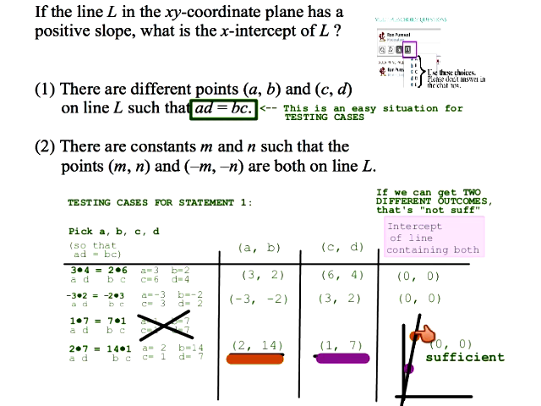I mean, if your first instinct here is just to throw a bunch of random numbers into a bunch of meaningless formulas, then you should do something about that. Because visuals are a pretty big deal here. So, but yeah, the intercept's going to be 0, 0 every time. So this is sufficient.